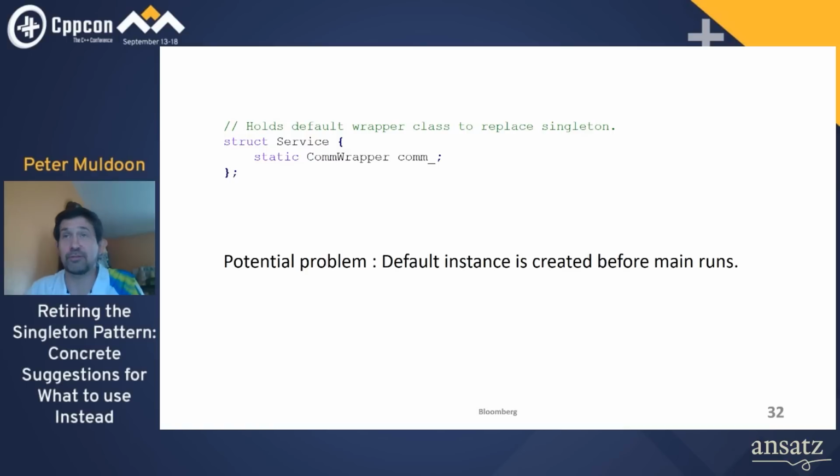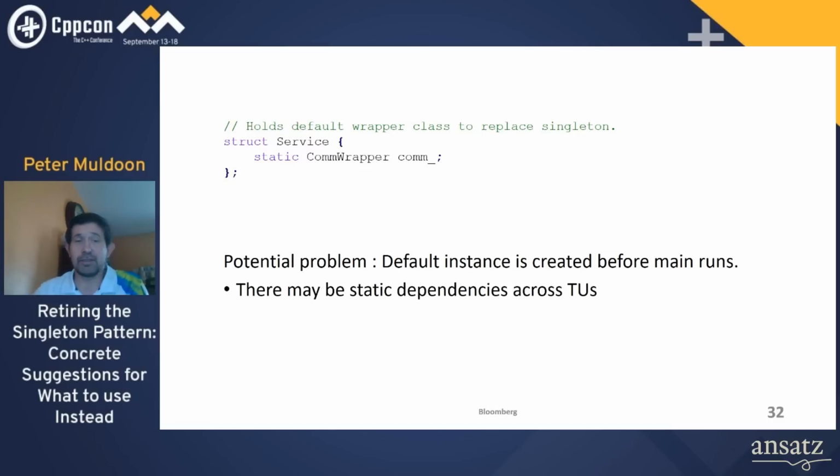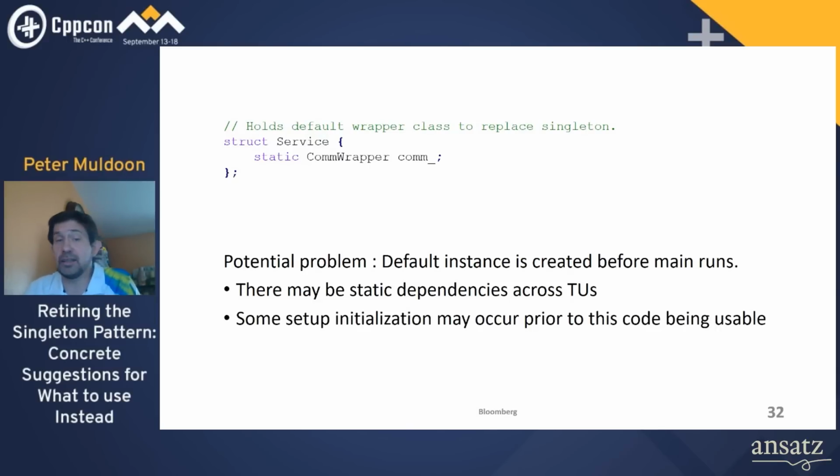The default instance is created before main runs. What that means is that when my process forked, it copied all the open sockets to the child and to the parent. And that's not what used to happen before when we had lazy initialization. We also have other problems. We might have static dependencies across TUs. In other words, we need to have a particular initialization of these things in a particular order, which you don't have if you have a bunch of these things. And this thing can happen, you need initialization probably prior to code being usable. So these are all problems I came across.